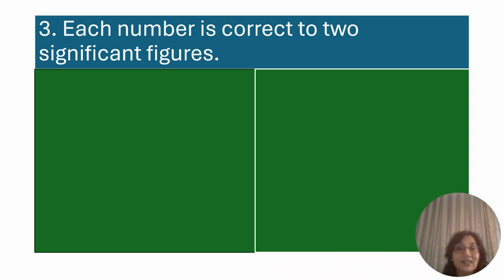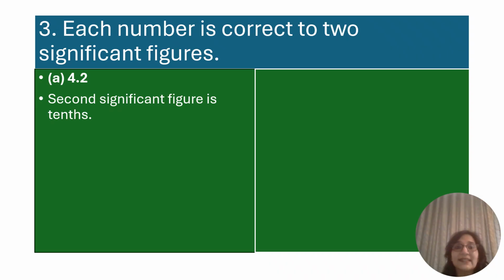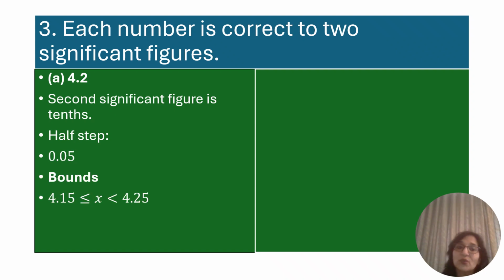Now next, each number is correct to two significant figures. So 4.2. Here the second significant figure is tenths. So the half step will be 0.05. So what will the bounds be here? 4.15. Again you have to subtract and then add. So you will get 4.15 less than or equal to x less than 4.25.